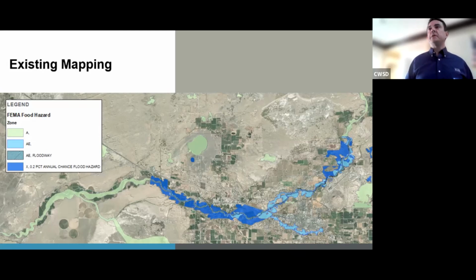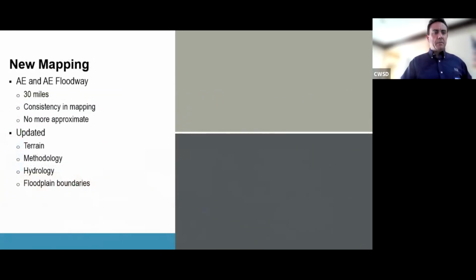We took the model and we revised it with the new hydrology and the hydraulics model. We're doing a detailed study from the reservoir all the way to the end of this map here. So when the revised maps are published, you'll have water surface information throughout the whole reach. It won't be this approximate study. And I can show you that new mapping. We're going to have zones A, AE, and an AE floodway developed in this area. There will be consistency in the mapping, no more approximate.